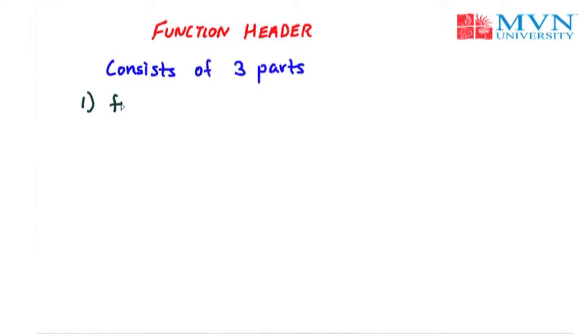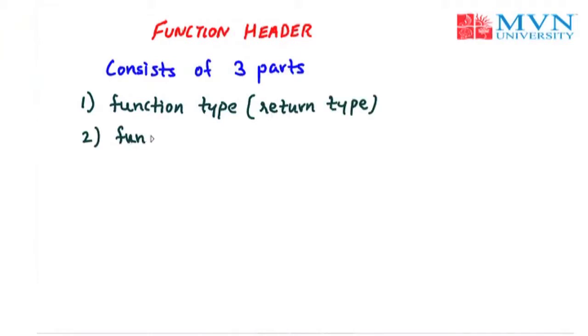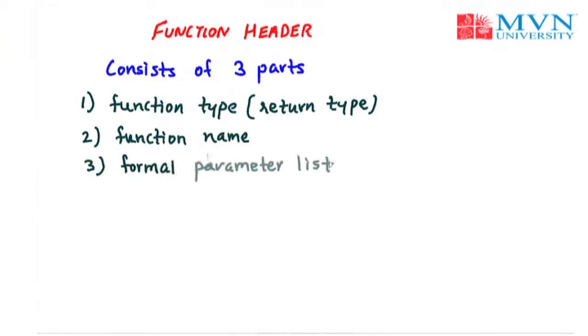Now let's discuss function header first. The function header consists of 3 parts: function type, also known as the return type. The second is function name and the formal parameter list. Note that the semicolon is not used at the end of the function header.